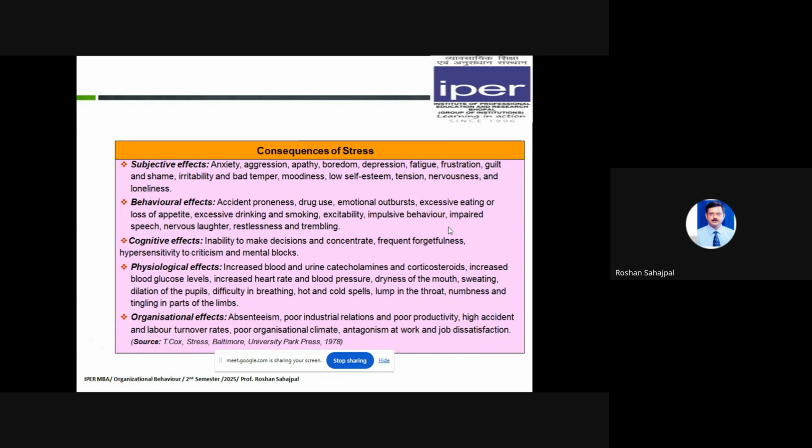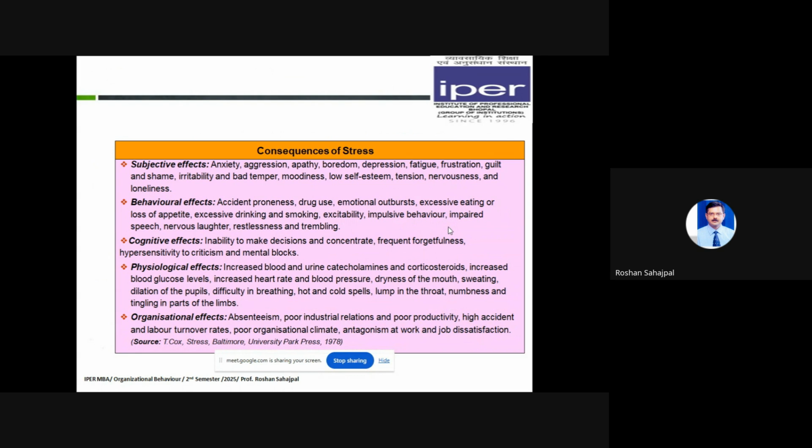Excessive eating, this is a psychological condition. When people are in stress, they will eat a lot because that gives them a kind of psychological satisfaction or reprieve, as you can say. Or the other way around, loss of appetite: people will even lose their appetite because they're under stressful conditions.